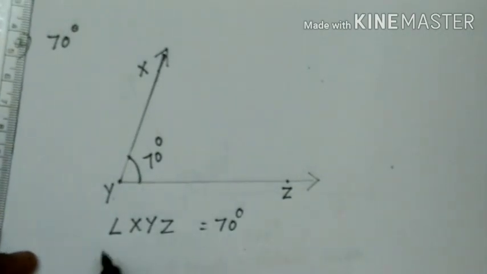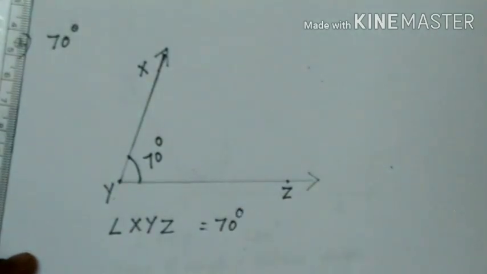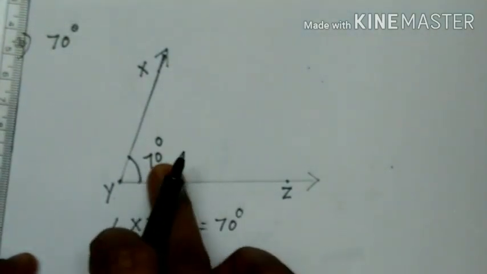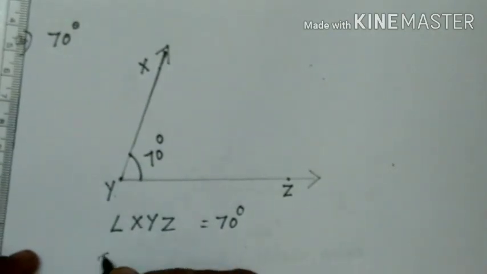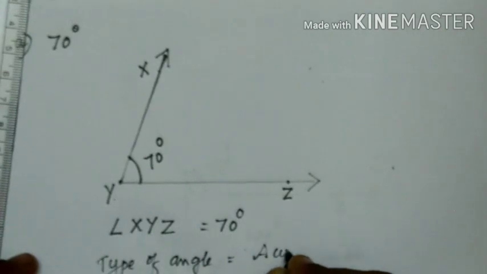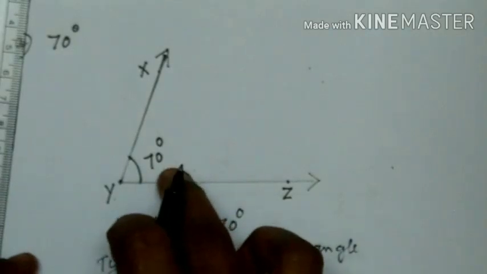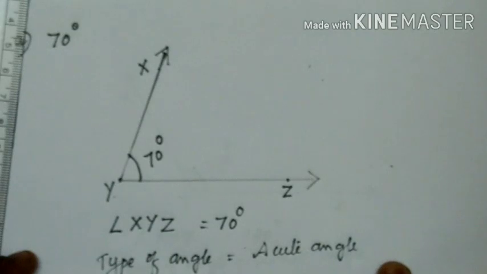And the next question is, which type of angle is this? Yes, it's less than 90 degrees, so it is an acute angle. So type of angle equals acute angle, because this measurement is less than 90 degrees. An angle less than 90 degrees is known as an acute angle. Do all of you understand? Move to the next question.